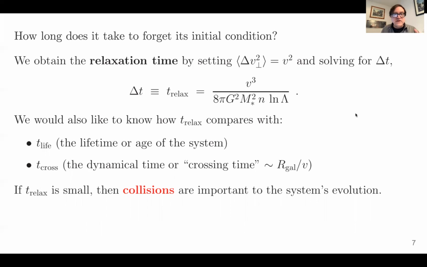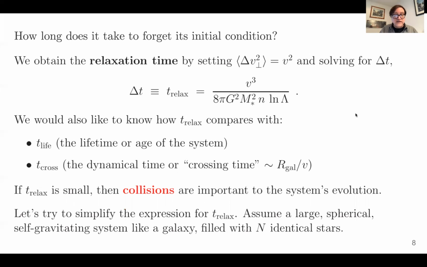And if the relaxation time is small in comparison to either of those, then that means the collisions are doing a lot over these important macroscopic timescales. If the relaxation time is large compared to those two things, that means collisions are unimportant to how the system evolves. All right, so we're going to do that for three examples: the Milky Way, a typical globular cluster, and a typical open cluster.